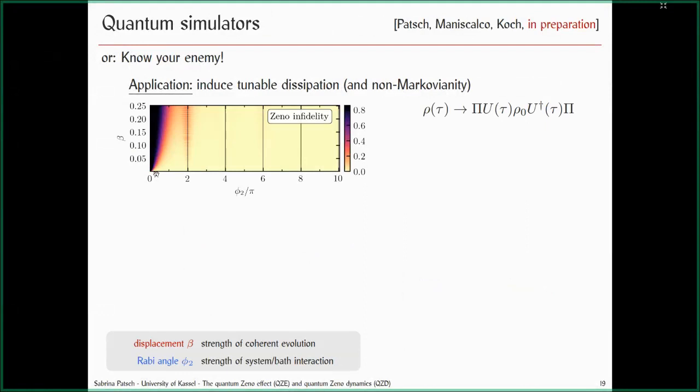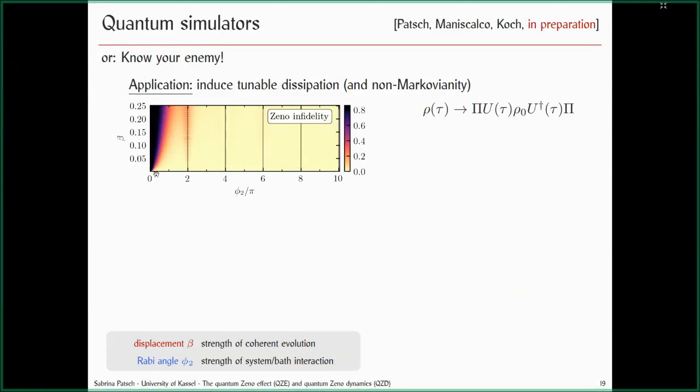So this should be for you now a bit of a test if you understood in which directions the Zeno dynamics should occur. So very short times between measurements, or in other words, for very slow evolution of the quantum system, which is on the bottom of the plot, and then also for very strong coupling, which is the right side of the plot.